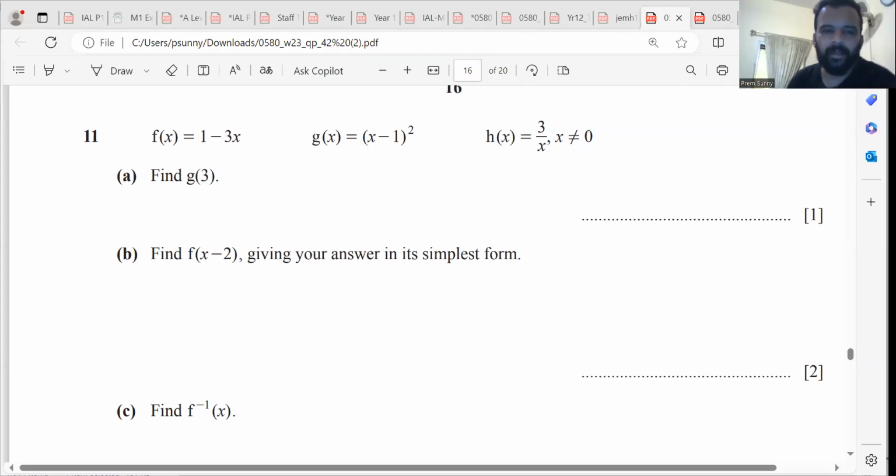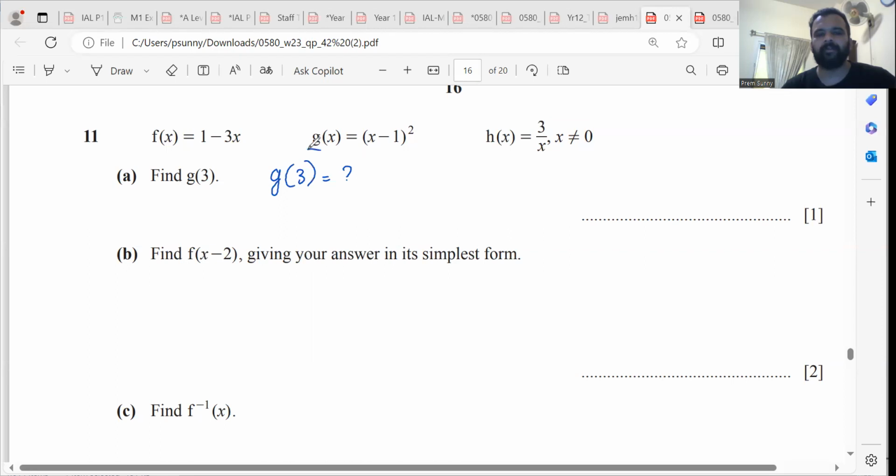Hi, welcome back. In this video, we are going to discuss a question based on functions. So, three functions are given. f of x is equal to 1 minus 3x, g of x is equal to x minus 1 the whole square, and h of x is equal to 3 by x, where x is not equal to 0. First question, find g of 3. So, g of 3 is what we need to find out.